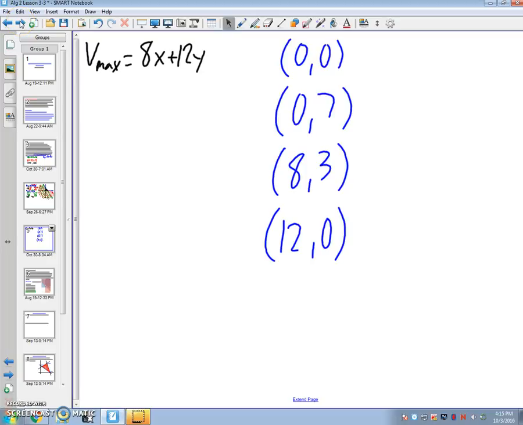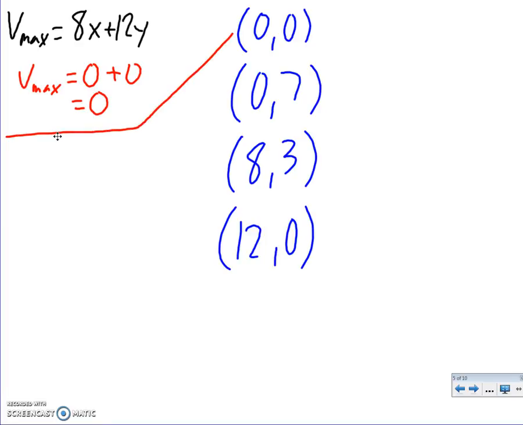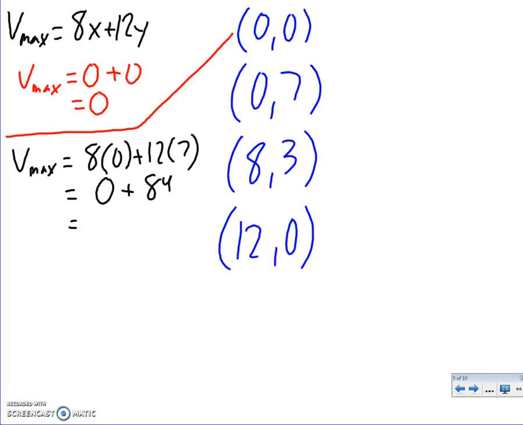We plug into our final equation, our volume max equation. If I plug in 0, 0, well, volume max for 0, 0: 0 times 8 is 0, 12 times 0 is 0. That's 0. Okay. If I try the next one, 0, 7: 0 for x, plus 12 times 7 for y. That gives me 0 plus 84. That gives 84 volume. So that's better than 0.